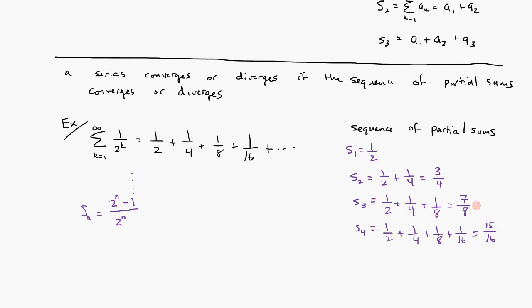And as n goes to infinity, so if we continue the sequence, it looks like this is getting closer and closer to 1. So we see that S sub n goes to 1 as n goes to infinity, and so the limit of this sequence is what we determine as the value of the series. And so the series converges to 1.